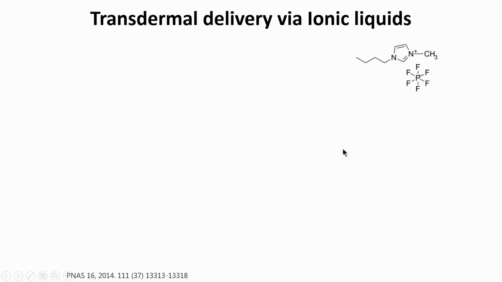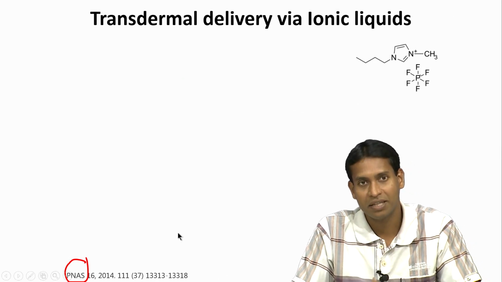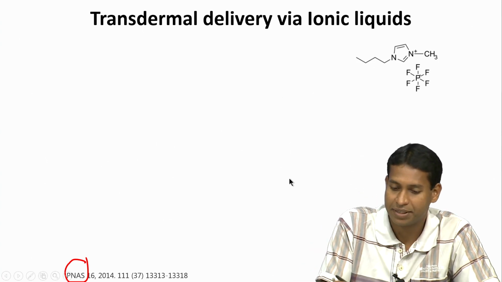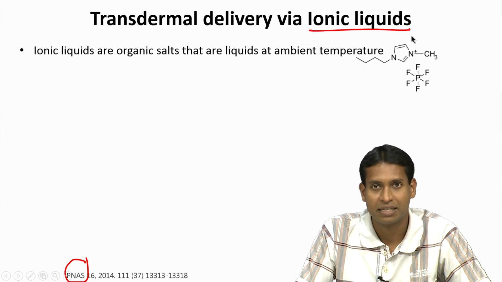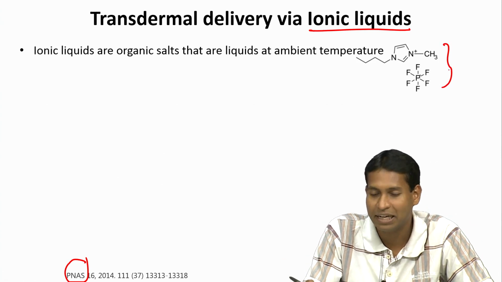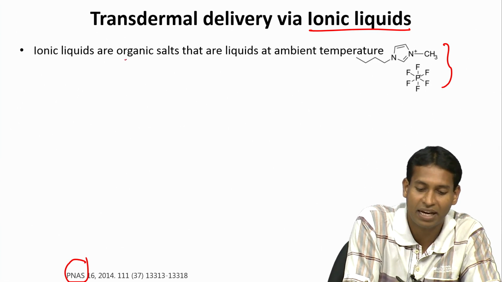So, let us take an example of another research paper which was published in 2014, and they came out with another system which they called ionic liquids. So, what are ionic liquids? Here is an example of an ionic liquid. Ionic liquid is nothing but, as the name suggests, ionic, but in this case they are organic salts.